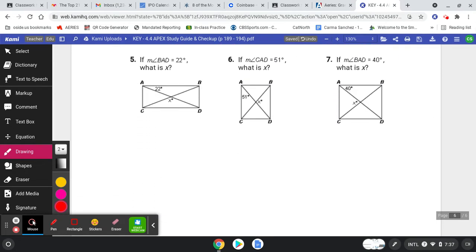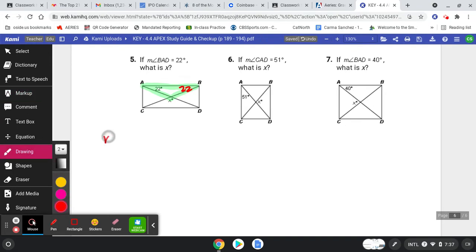Okay, measure of angle BAD. So remember, always trace this. BAD is equal to 22 degrees. What is X? This is just like we went through in the study guide right now. So we know that this triangle is an isosceles because of the fact that diagonals bisect each other and the diagonals are equal. So if I know it's an isosceles, I know that this little base angle up here is also 22.